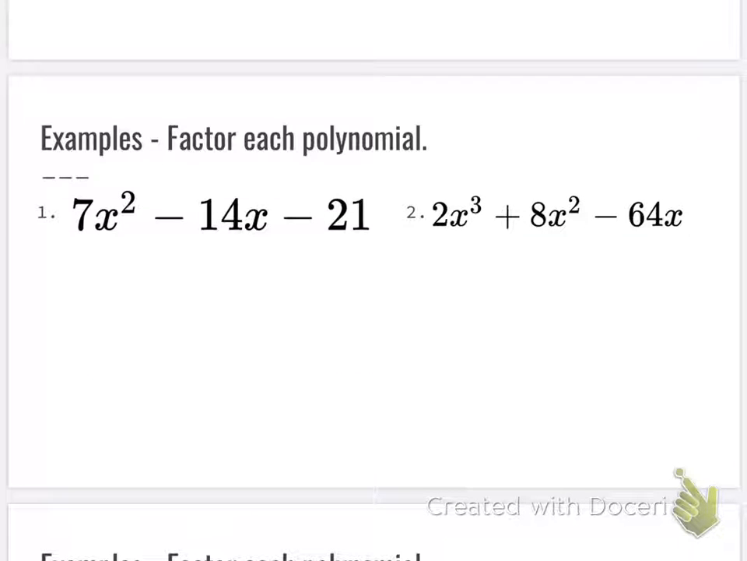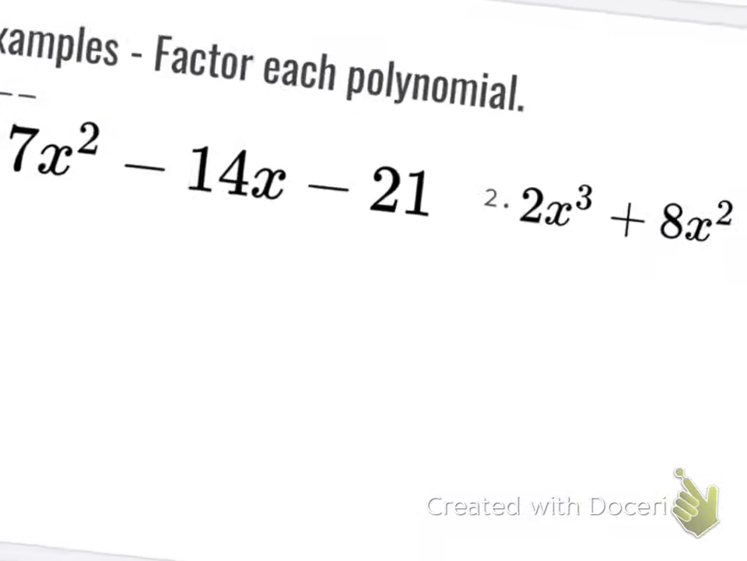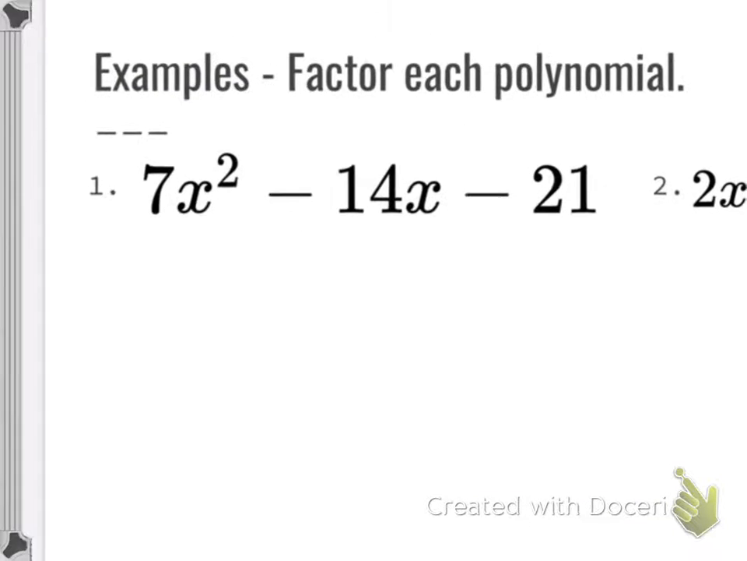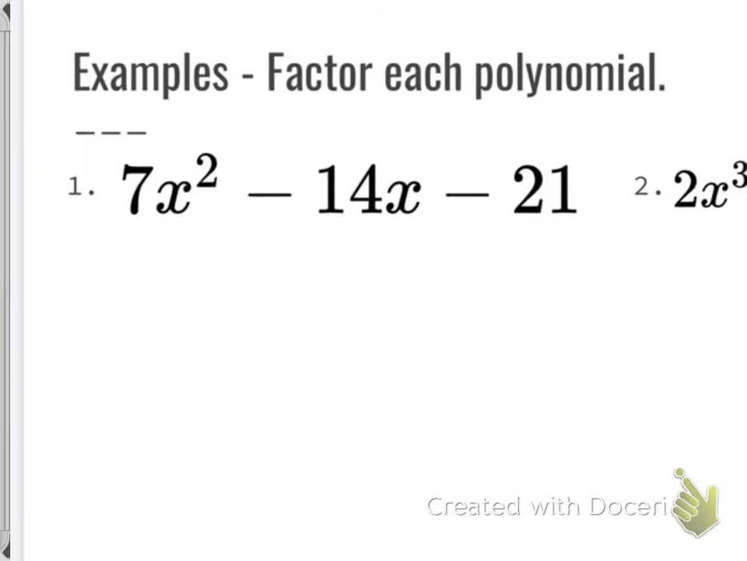We're going to look here and see what our GCF is. So my first one, sorry, I don't know if you can see that, it went crazy for me there for a second. We have 7, so the only thing that multiplies to give me 7 is 7 and 1. And then x, because x squared. 14 is 2 and 7, x. And then 21 is 3 and 7.